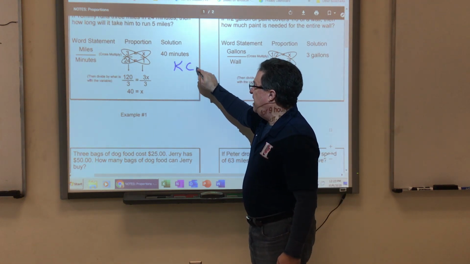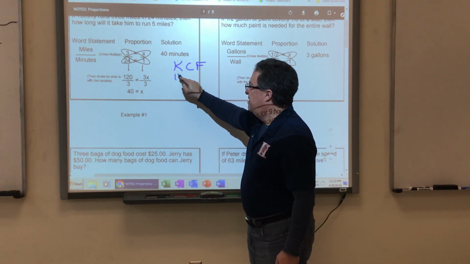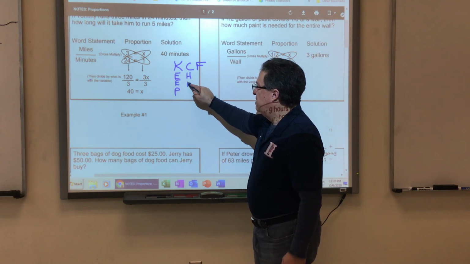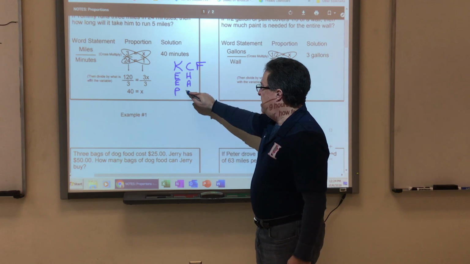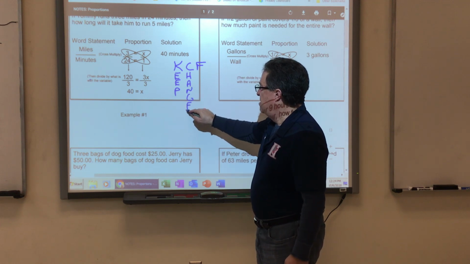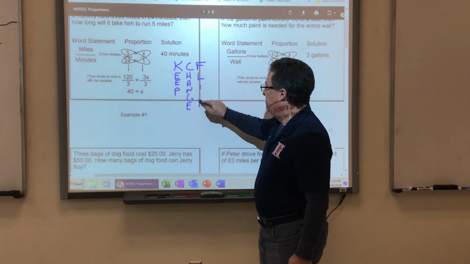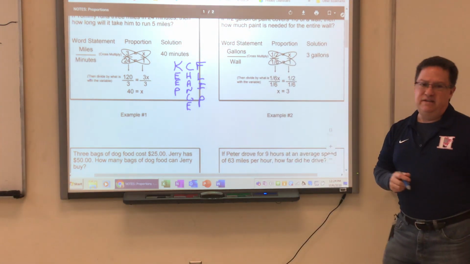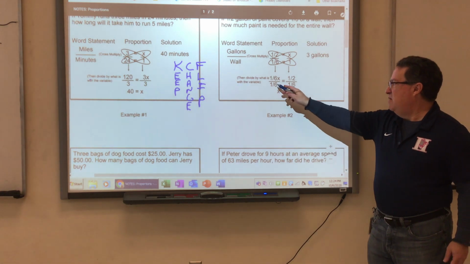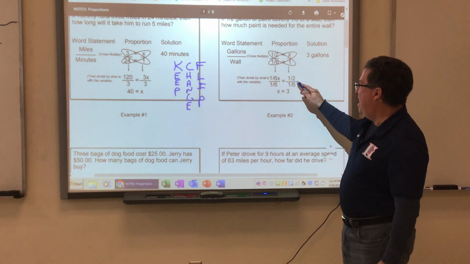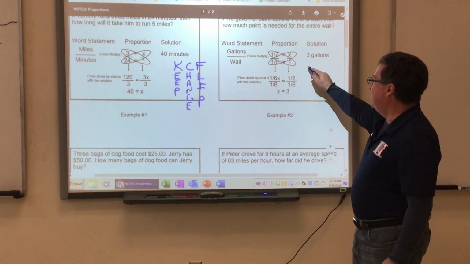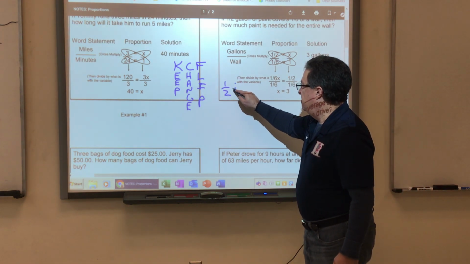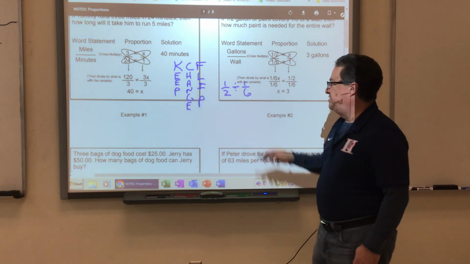3 letters, K, C, F. K stands for keep, C stands for change, and F for flip. And let's talk about what that means for fractions. We're going to use these 2 numbers just to be sure, because we have 1/2 divided by 1/6. So I'm going to write that here, 1/2 divided by 1/6.